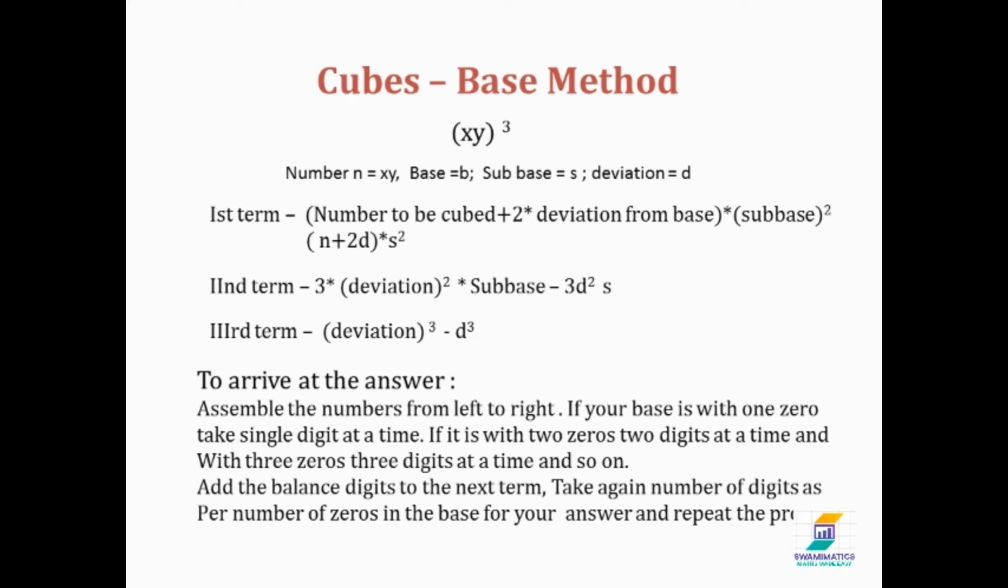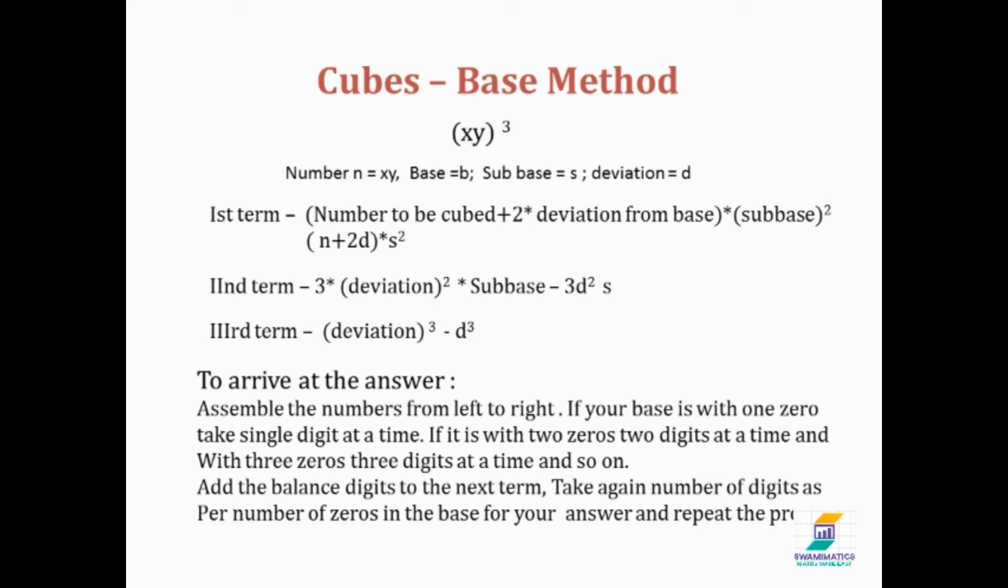Now, what do we do to arrive at the answer? As explained, assemble the numbers from left to right. If the base is with 1 zero, that is 10 or a multiple of 10, take a single digit at a time. If it is with 2 zeros, that is 100 and multiples of hundreds, take 2 digits at a time.